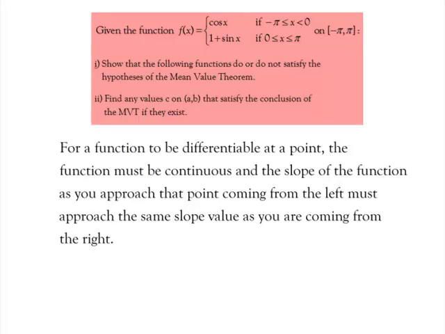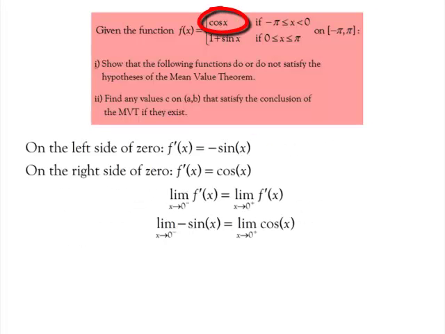Now, for it to be differentiable at a point, the slope as you approach from the left and the slope as you approach from the right must be approaching the same thing. So we look at the left branch. I find its derivative, which is negative sine of x. And then the derivative of the right branch is cosine of x.